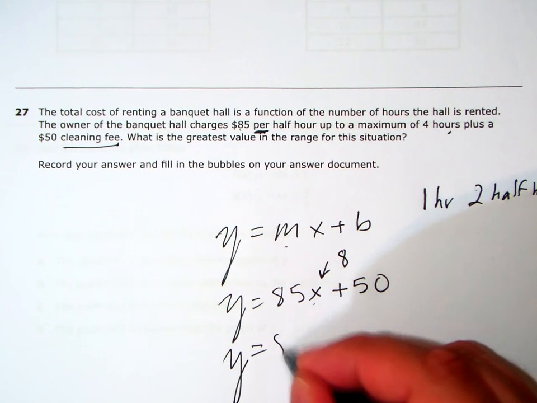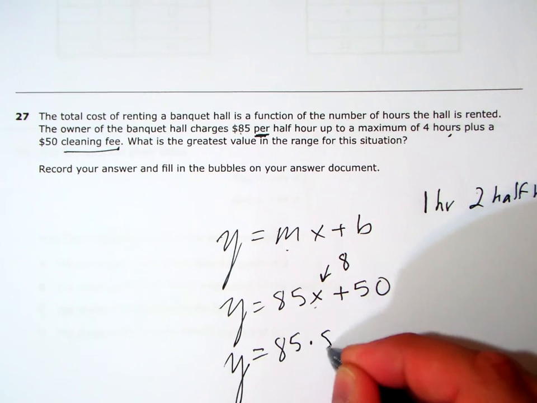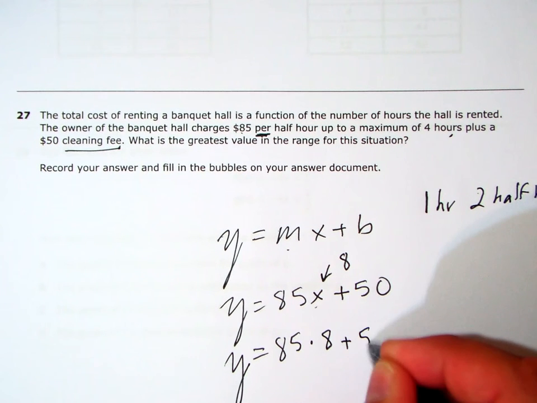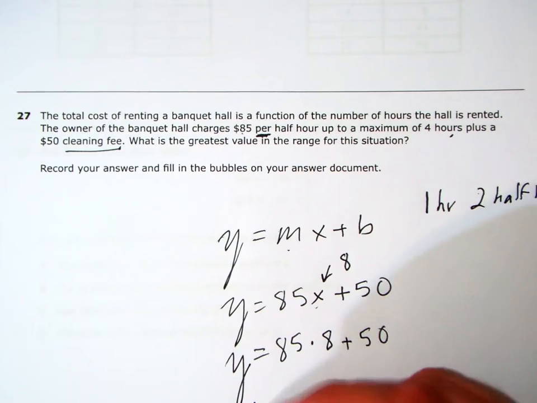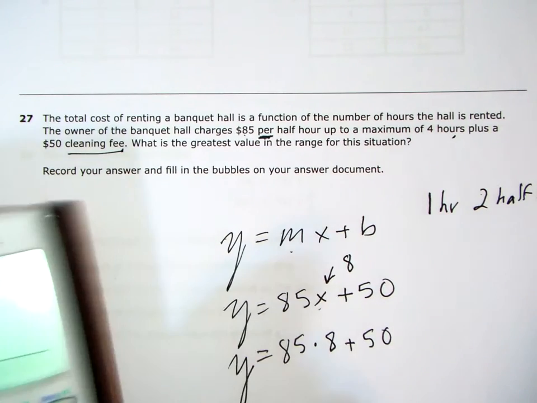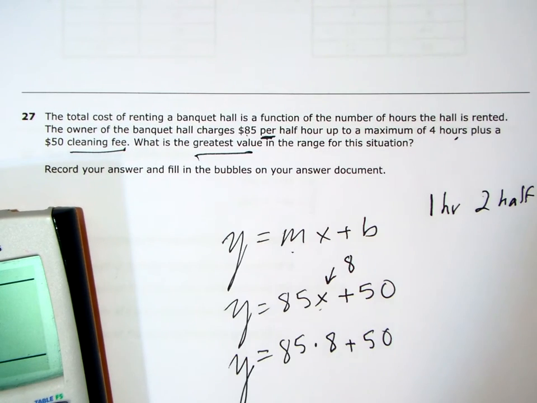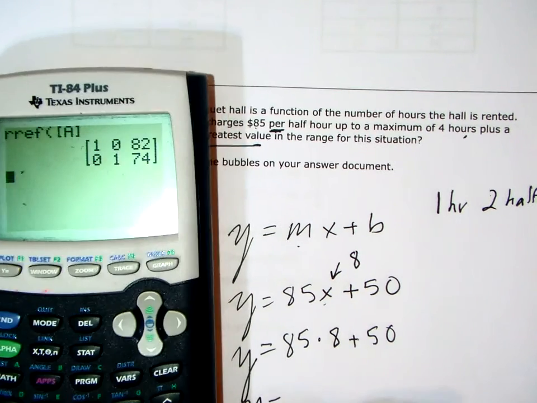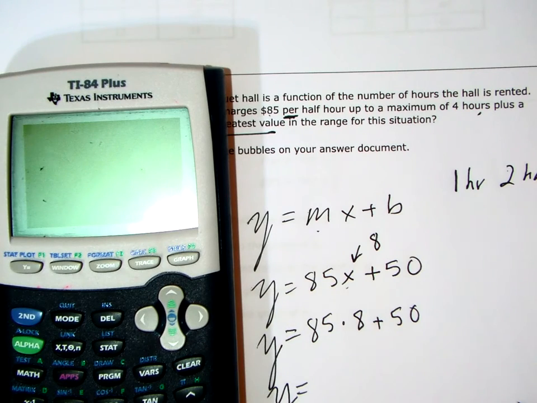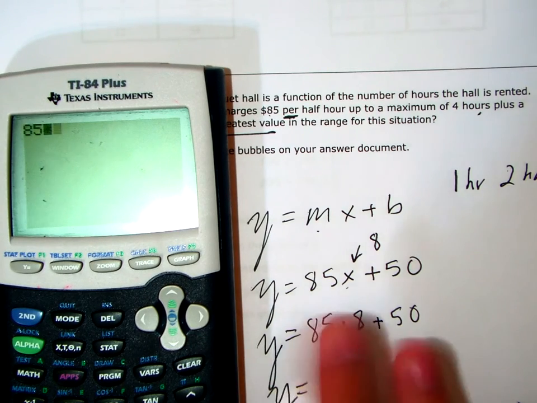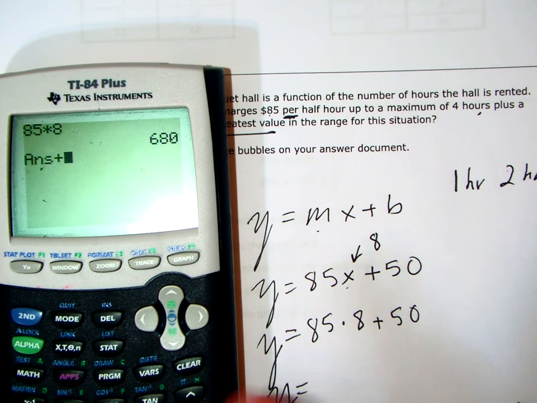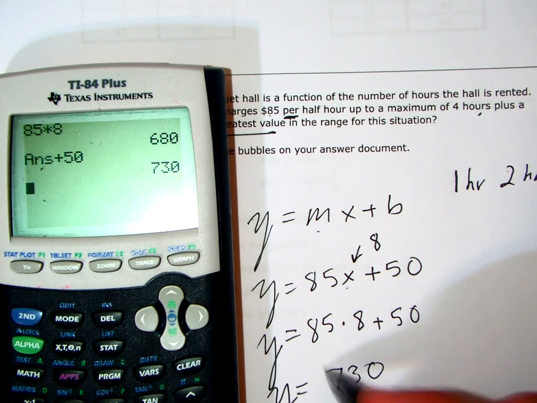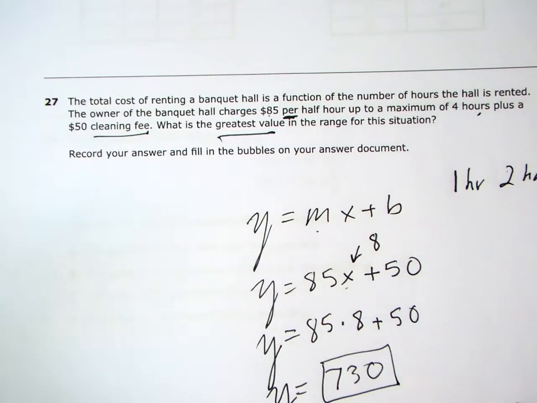So then 85 times 8 plus 50 will give you the highest Y value of what? That's what they want. They want the greatest value. Need my calculator. Just clear the screen. So 85 times 8 plus the 50 is what? 730, which is the answer. Okay?